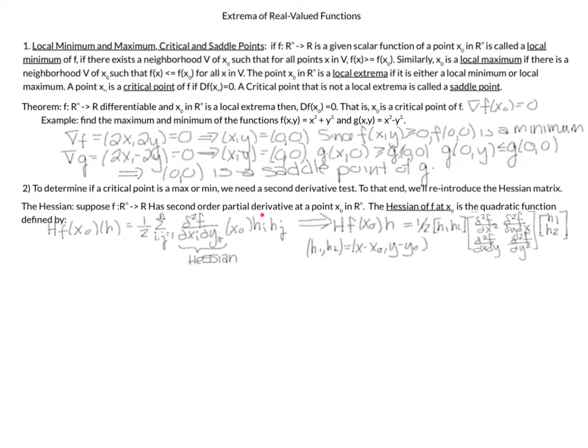So another way of writing this formula in matrix form is H of f at x0, h is 1/2 times our (h1, h2), again that's just our x minus x0, y minus y0, times our Hessian matrix, our matrix of second order partial derivatives, times our (h1, h2) again.